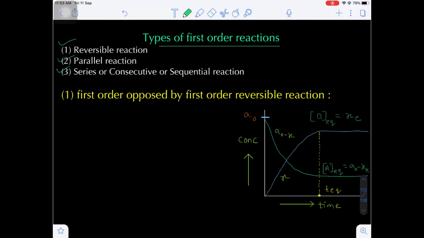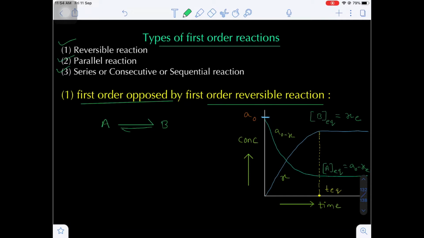Now we will discuss one by one. The first type of first order kinetics is the first order opposed by the first order, the reversible reaction. What is the meaning of this? That means you have one reversible reaction. Let's suppose A is the reactant and B is the product. This is a reversible reaction, A reversible B. That means in the forward direction, the formation of B from A is first order kinetics, and the opposite reaction, the formation of A from B, the reverse reaction, is also first order kinetics. Are you getting my point?